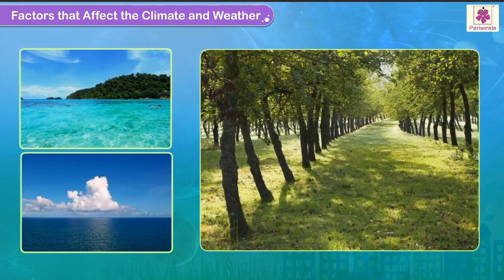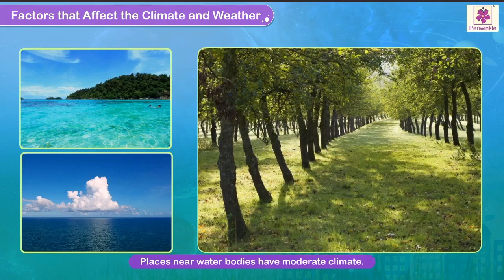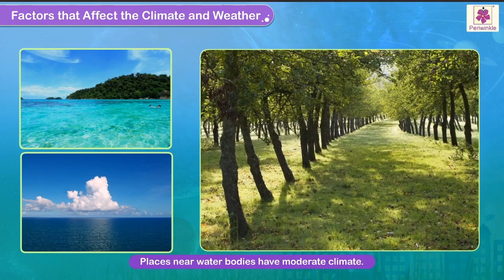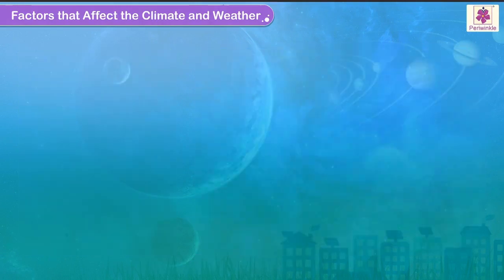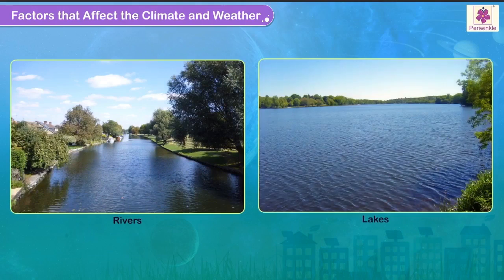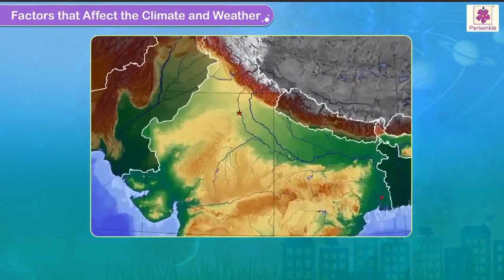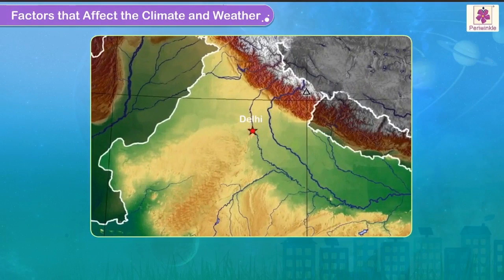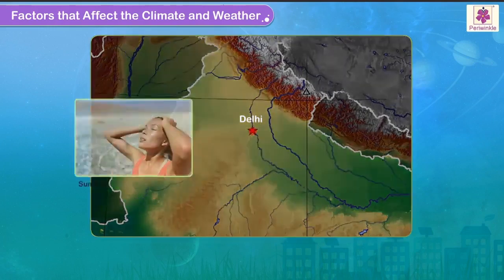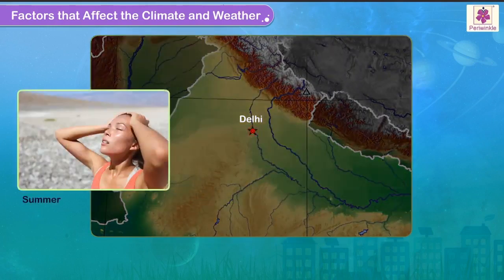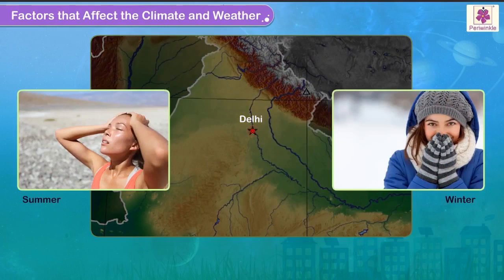2. Proximity to water bodies. Places near water bodies like seas, oceans have moderate climate. Even the places near rivers or lakes are cooler. Areas far away from the seas and oceans have extreme climate with very hot summers and cold winters.